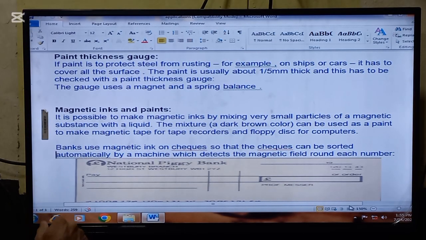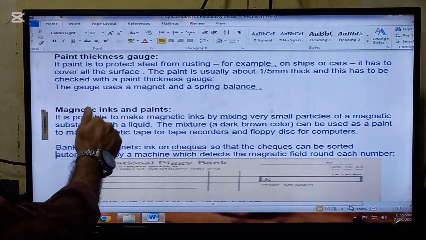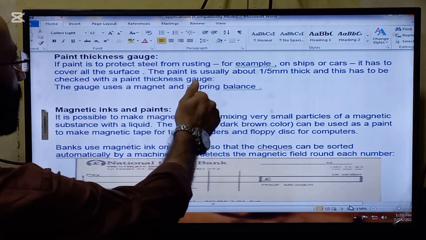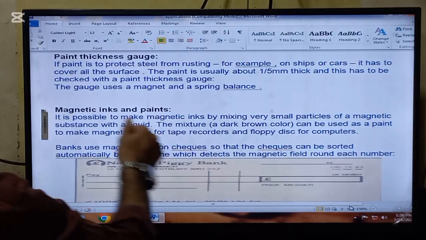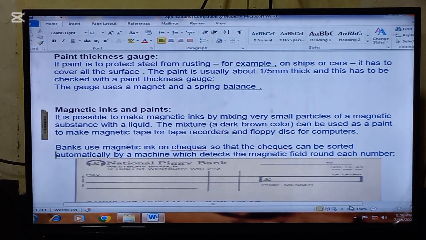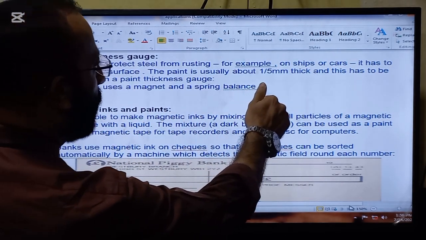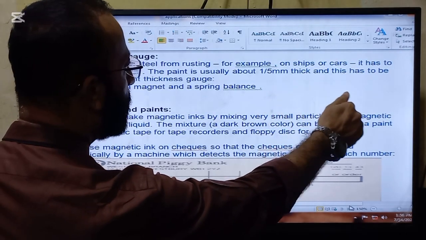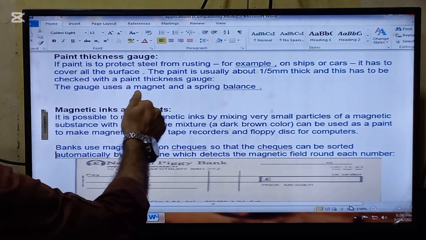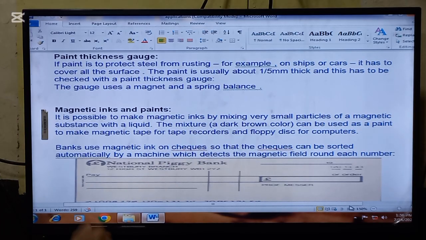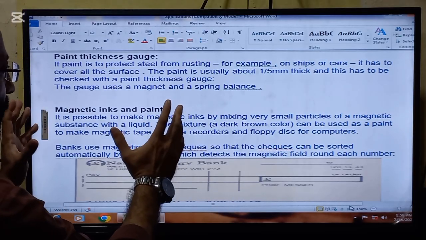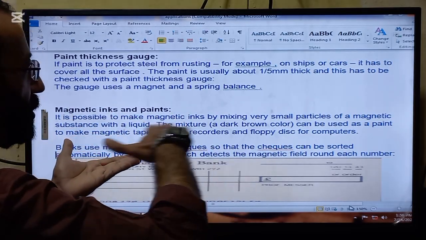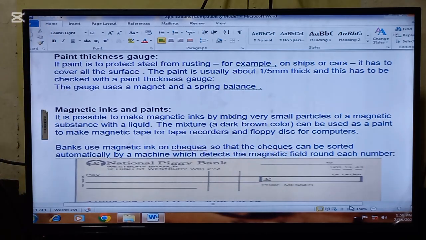The first application is paint thickness gauge. If paint is to protect steel from rusting, for example, on ships or cars, it has to cover all the surface. The paint is usually about 1.5 millimeter thick, and this has to be checked with a paint thickness gauge. The gauge uses a magnet and a spring balance. So magnets are used in putting a uniform layer on these surfaces.